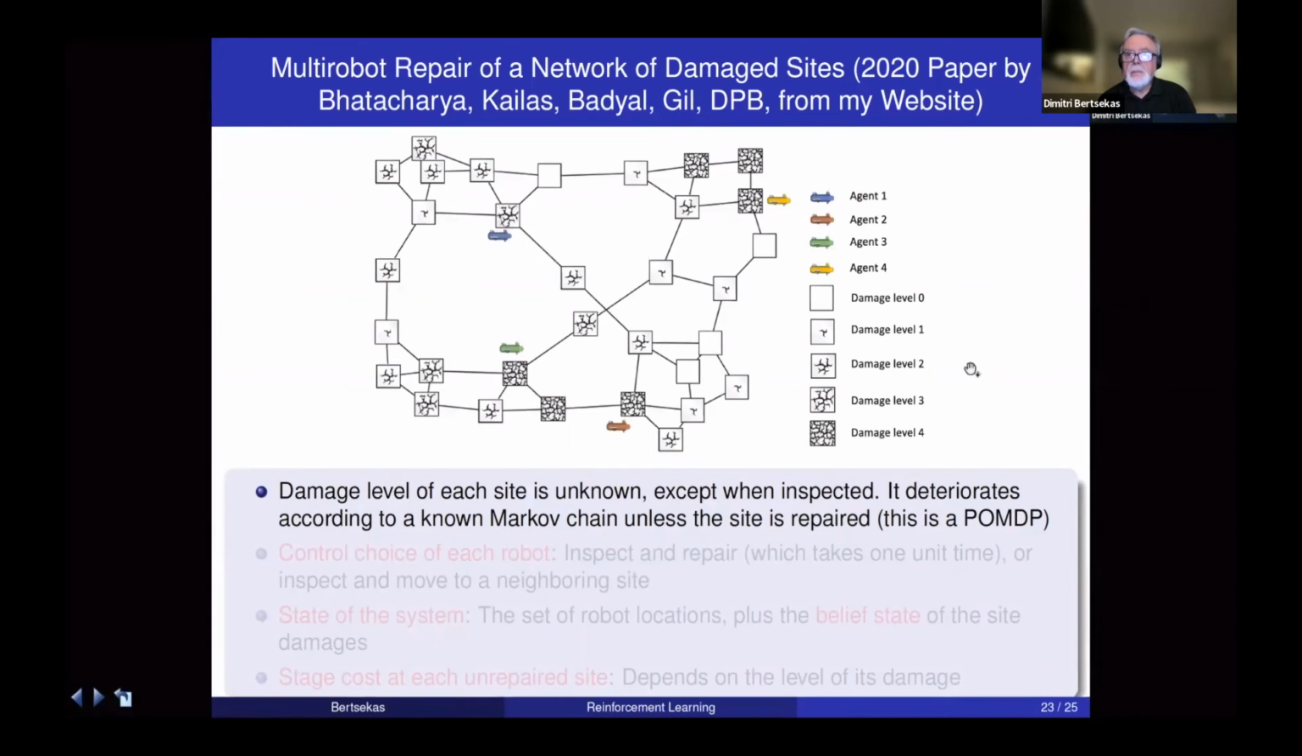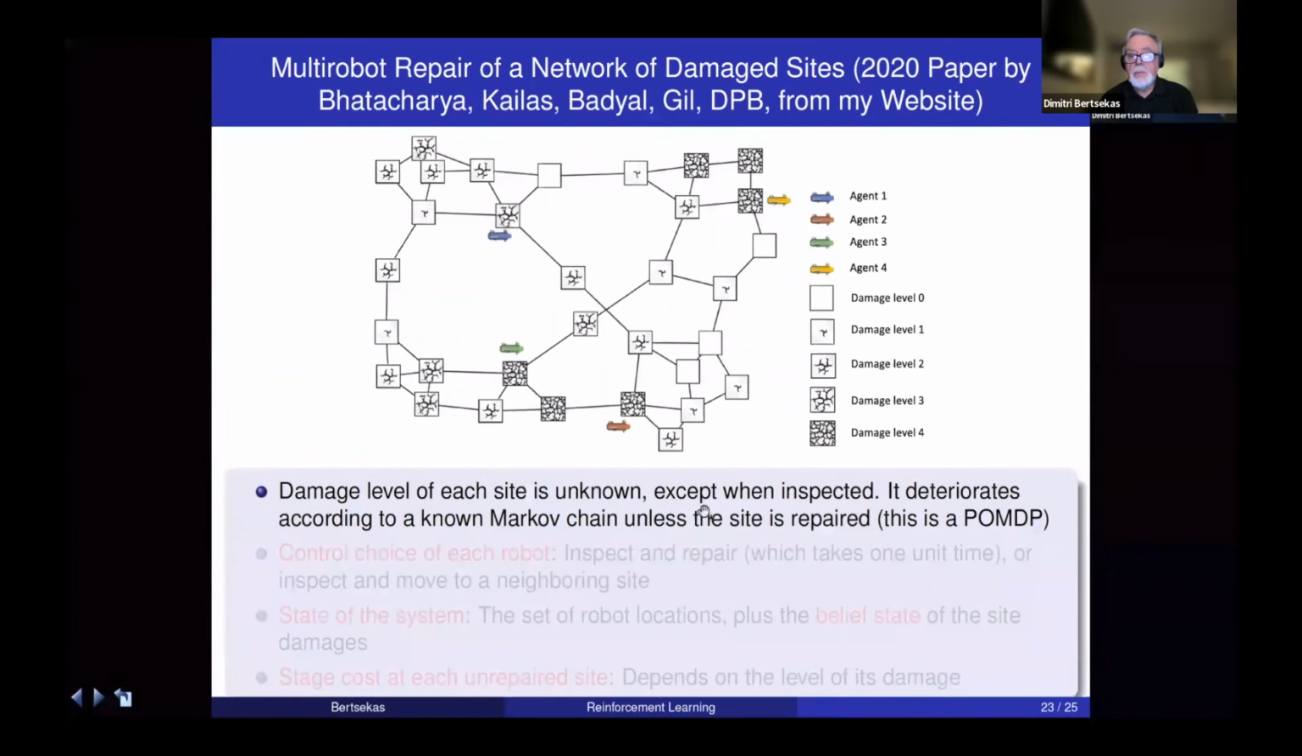Now there's a cost to be paid for leaving a site unrepaired. And a big complication here is the fact that we don't know the damage level of each site. We can only find out about it if the robot actually goes there and inspects the location, in which case it finds out the level of damage. Moreover, the damage level changes over time. It deteriorates according to a known Markov chain. So from slightly damaged it can go to more damaged and even more damaged and so on over time.